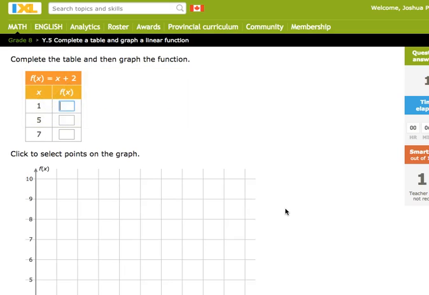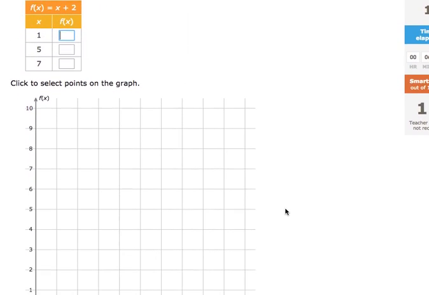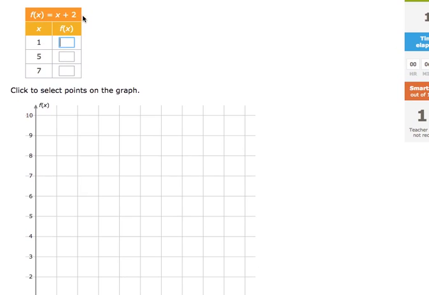Let me do one quick example again. I'll talk you through it here. Y equals x plus 2. So x is on the left, y is on the right. I say if I take my value for x here and I put it in here, I say, okay, if x is 1, then 1 plus 2 is 3. If x is 5, then x plus 2 is 7. If x is 7, then that means 7 goes in here. 7 plus 2 gives me 9. Okay, so now I got my table filled.